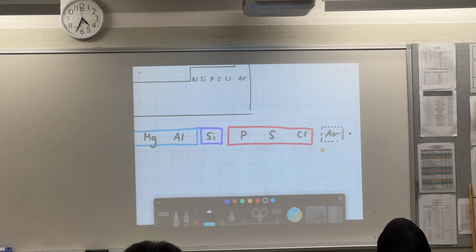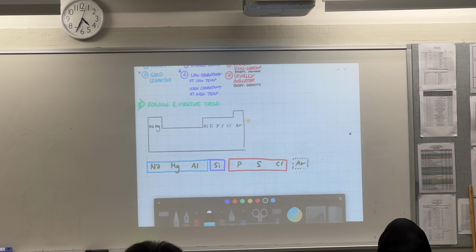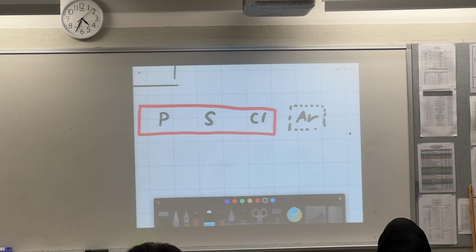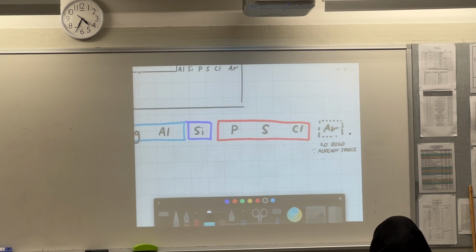Noble gas. What does noble gas form? Do they form bonds? No. So this is why the discussion on bonding doesn't apply to argon. Just put down no bond because it's already stable. If you're already stable, you don't have to bond, because bonding is a means for you to gain stability. So already stable, so no need to bond.